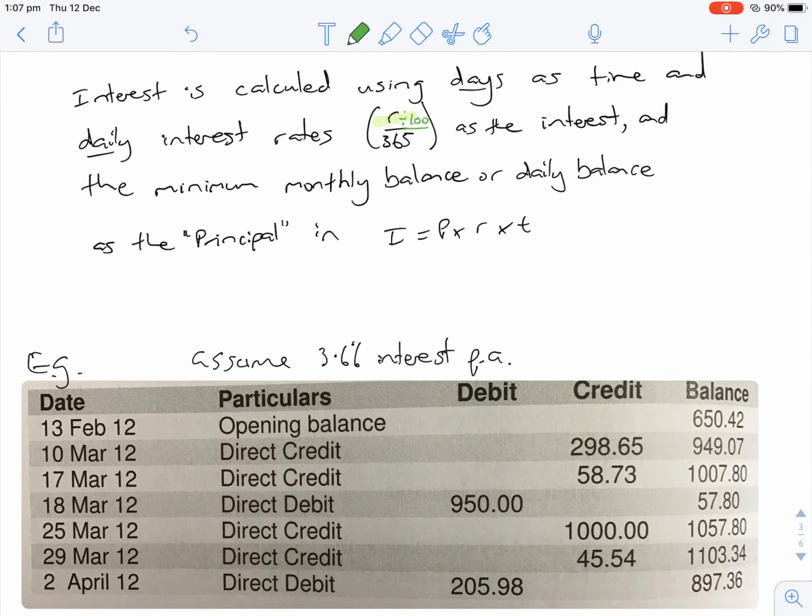So in the case of a minimum monthly balance question, you'll look at your bank account, you'll find the smallest balance for each month, and you'll use that as your principal. And then the time will be in days, so it depends on which month it is. So if we're looking at February, we've got 28 days. If we're looking at March, then we're going to have 31 and so on.